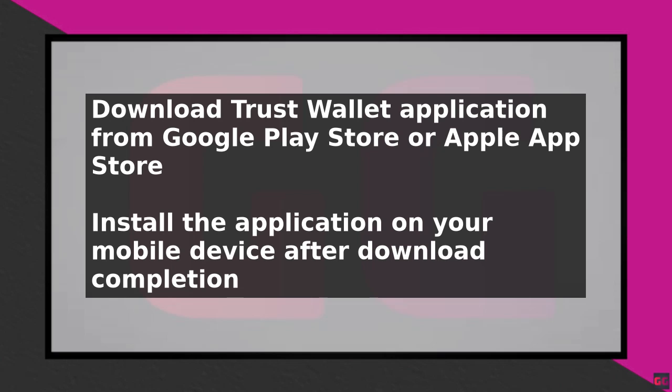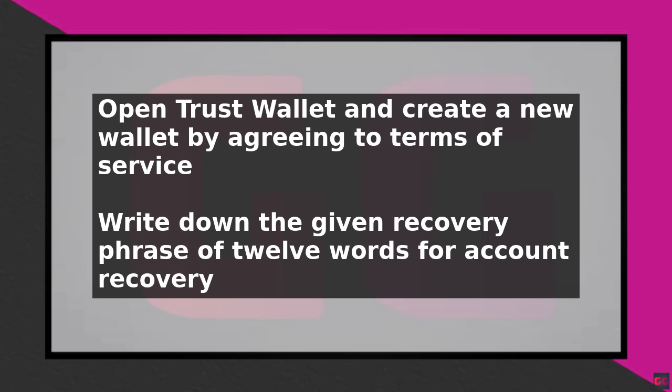You will be asked to read and agree to the terms of service. Then click on Create a new wallet again. You will be given a recovery phrase of 12 words. Write this phrase down and keep it in a safe place as it will be used to recover your account in case you lose access to it. Confirm that you have written down the recovery phrase by clicking on the box. Then proceed to the next step.